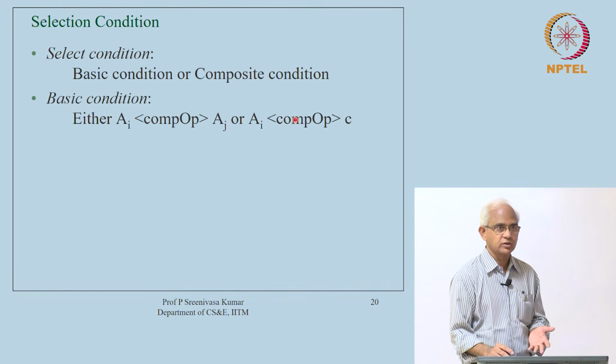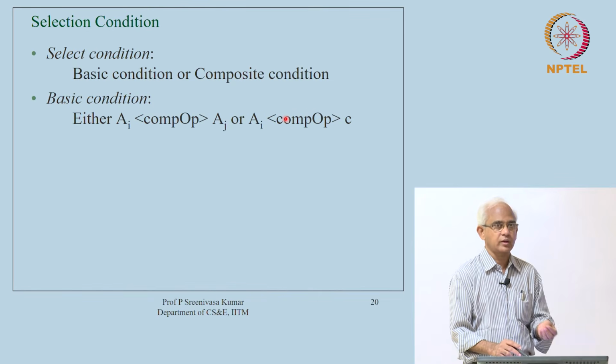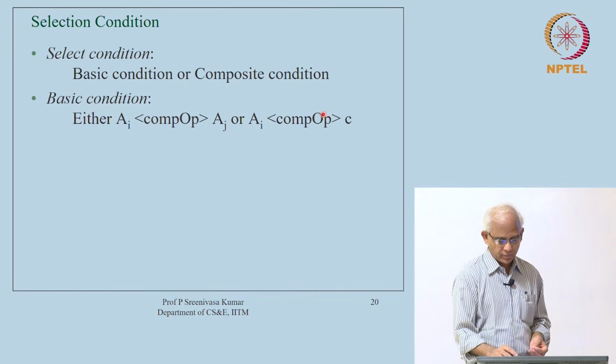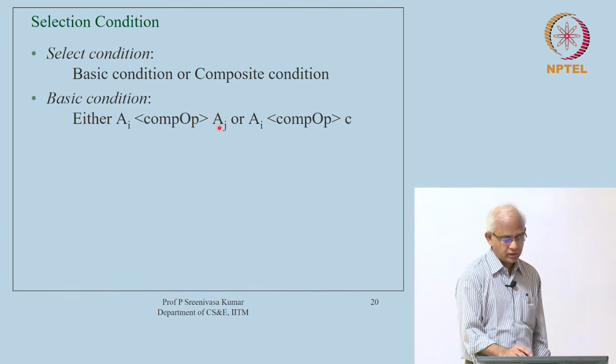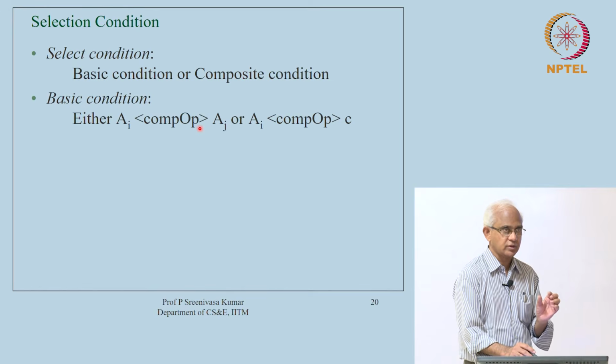or you compare an attribute with an appropriate constant. Each of these attributes comes from a certain domain, so if you take a particular string, you cannot compare it with an integer, but you can compare it with strings. So, constants of appropriate type. These are the atomic conditions, the simplest of the conditions.